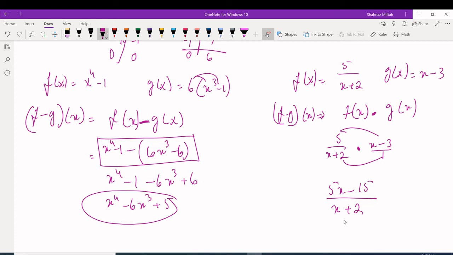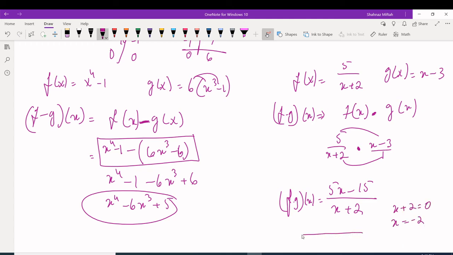Now, if the same question asked to find the domain of this function, the one we got, you know that the top portion doesn't change anything. If you plug in anything here for the x, it's not going to change anything, but we always make the denominator equal 0, and it's going to give me -2.